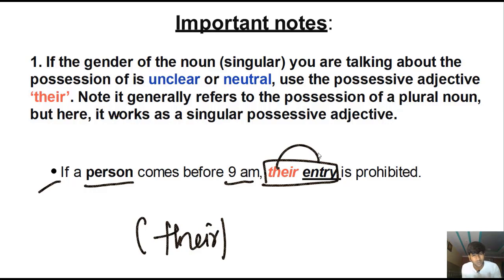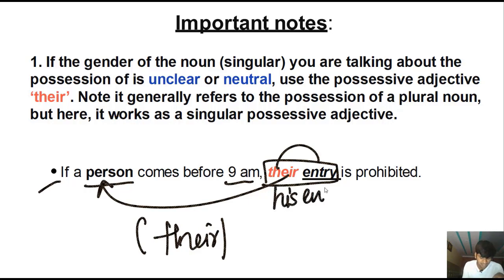Now, what is it referring to? It's referring to the noun person. Now understand this. Do you know whether this person is a male or a female? No, you don't. So if you use his entry, this is grammatically correct, right? But you're just focusing on the males.